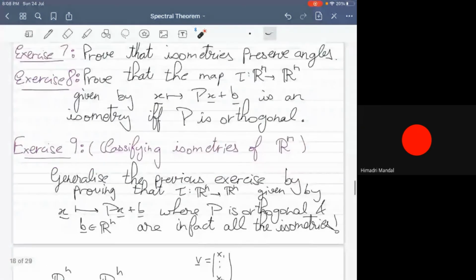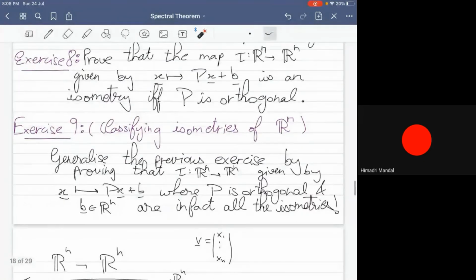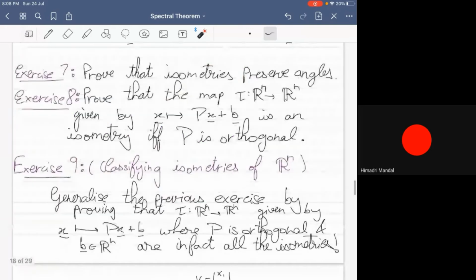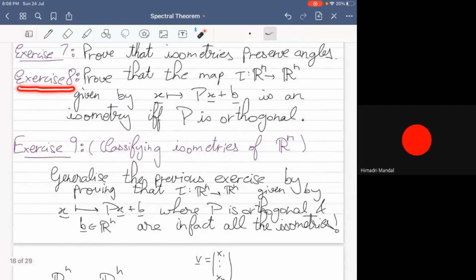So actually a general result is true that in fact all isometries are of this type, but the proof of this is slightly non-trivial and we won't need this in this lecture. So for now, keep in mind this exercise, which we would need later, that all isometries are given by these type of maps.